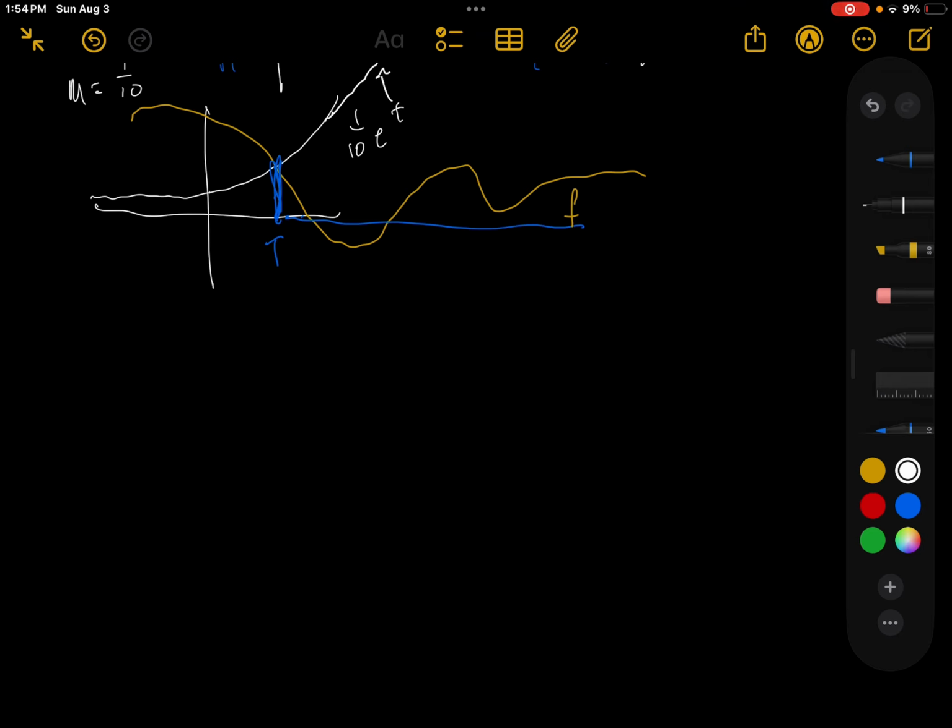And what does it mean just to be of exponential order? We would say that f is of exponential order if it's of exponential order alpha for some alpha.